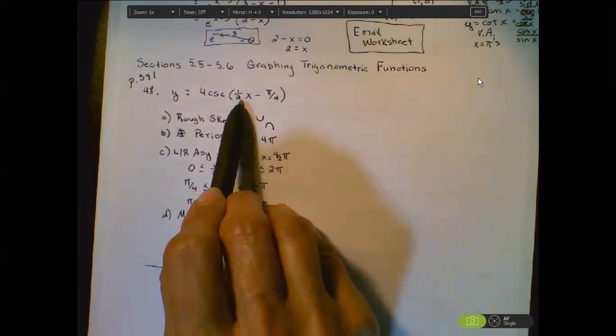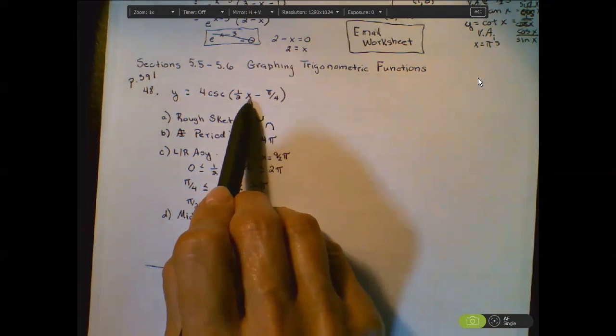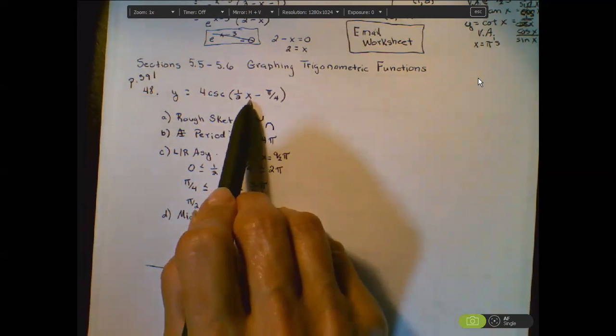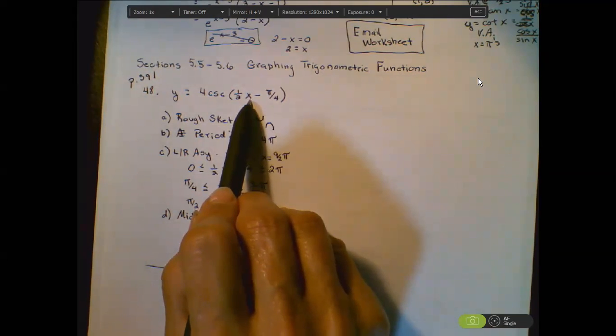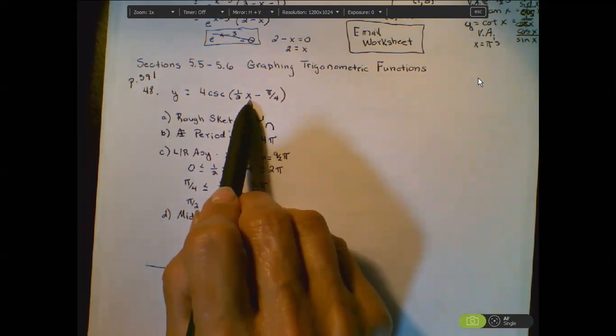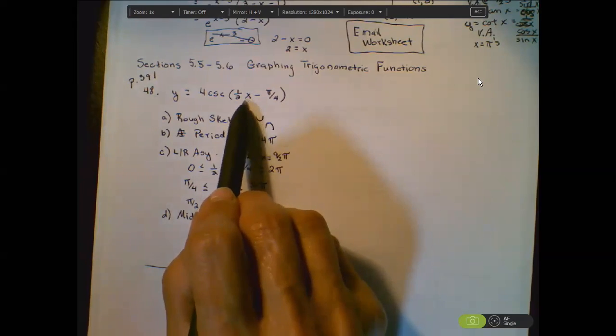What's a half of 3/2 pi? A half of 3/2. It's a half times 3/2. Ooh, y'all need to work on your fractions. What's a half times 3/2?